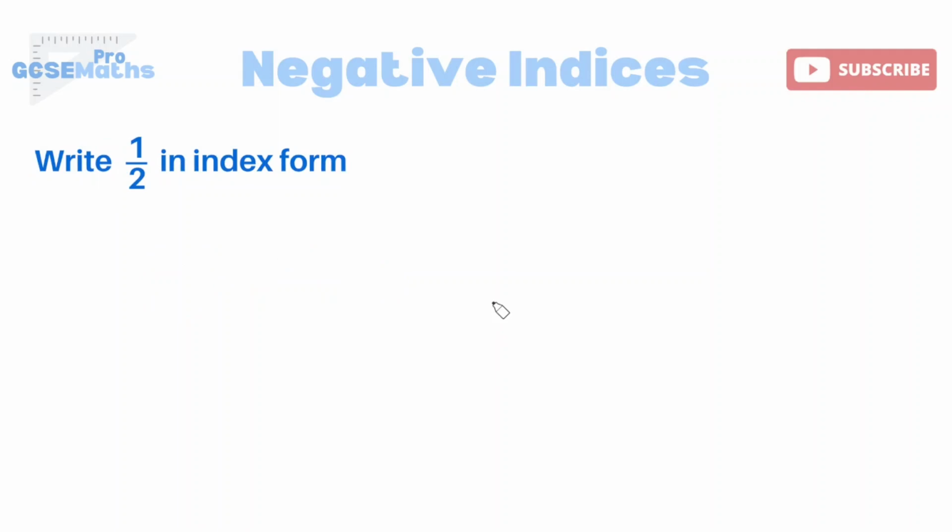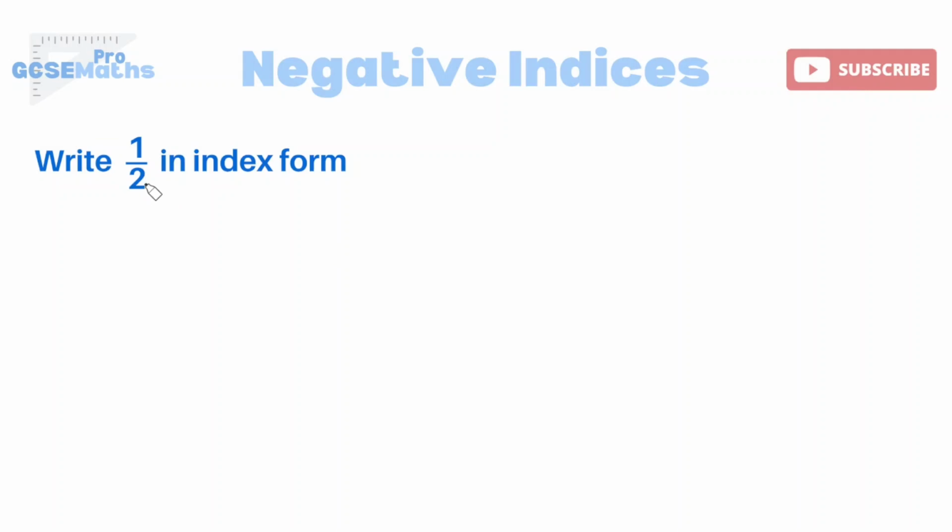Okay, so the last bit now is we're just going to read the question in a different light. So it says here, write a half in index form. First of all, indices is just another word for powers. It basically just says, write this as something to the power of something else. So this is kind of like the opposite question of what we've just been looking at.